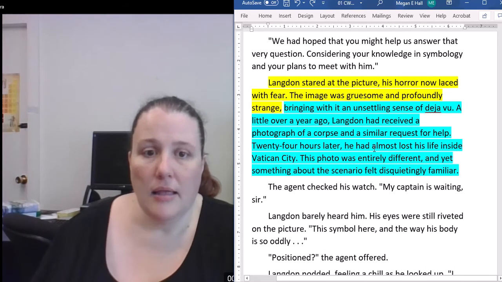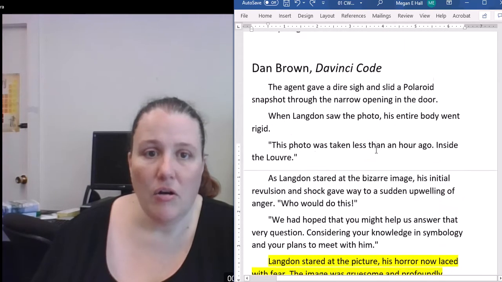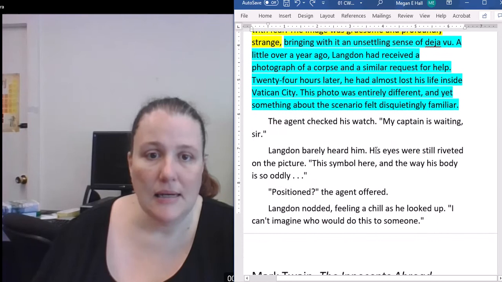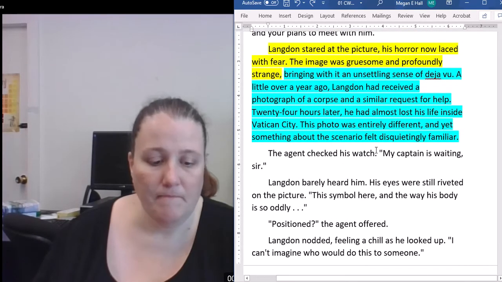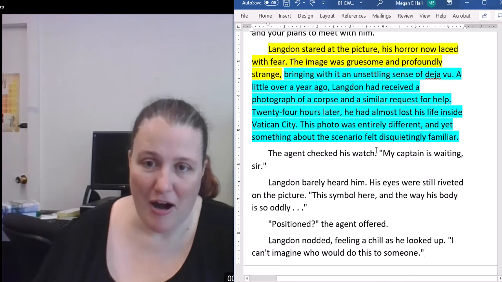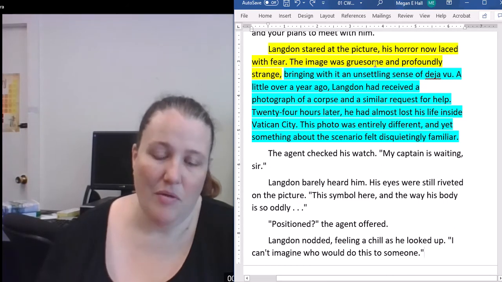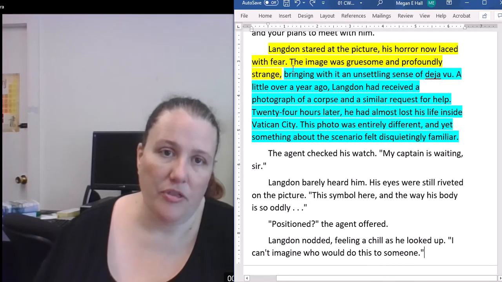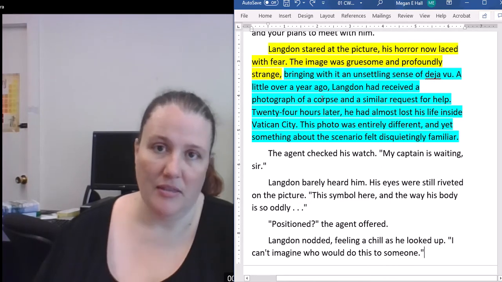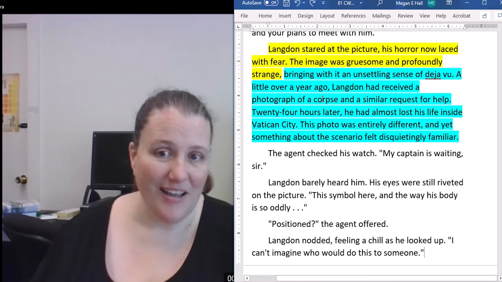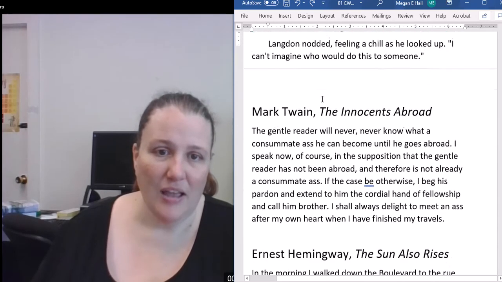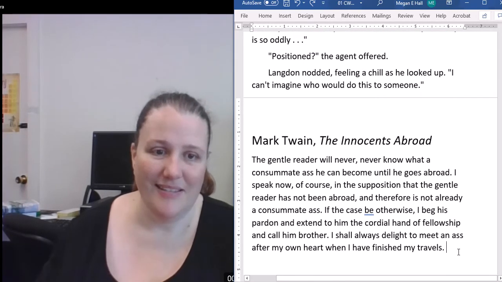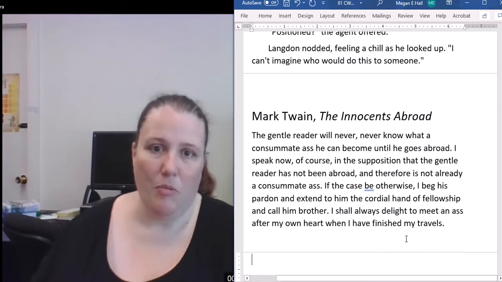So yeah, I think there's a lot to learn here about pacing, and again, the sentence structures, the paragraph structures, and how that connects to the story. I think that's the important thing with all three of these so far, that your style and your story kind of match up. So let's take a look at Mark Twain, The Innocents Abroad.